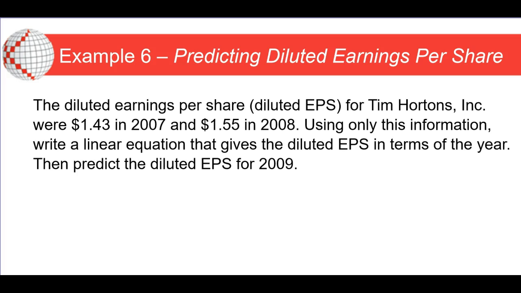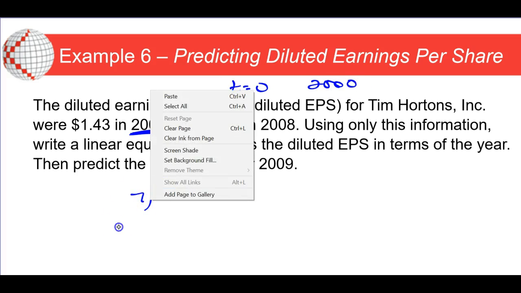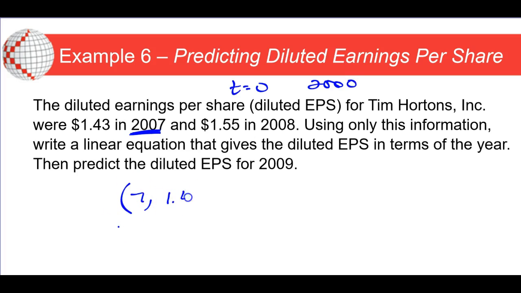So you have to read and understand what's going on in the problem. We'll let time be 0 at 2000. So after 7 years, this price was $1.43. That's some point in time. And then 1 year later, we'll call that 8, it was 1.55. So I had to actually generate the 2 points.